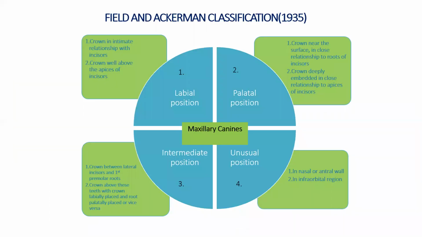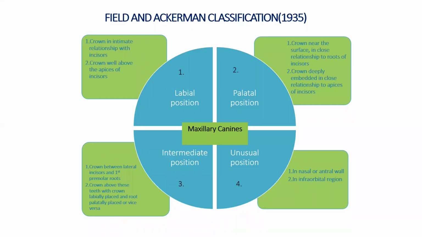Next, we come to Field and Ackerman classification given in 1935. In that, we have maxillary canines and mandibular canines. In maxillary canines, we have labial position, palatal position, intermediate position, and unusual position. In labial position, we have crown in intimate relationship with incisors, crown well above the apices of incisors. In palatal position, we have crown near the surface in close relationship to roots of incisors and crown deeply embedded in close relationship to apices of incisors.